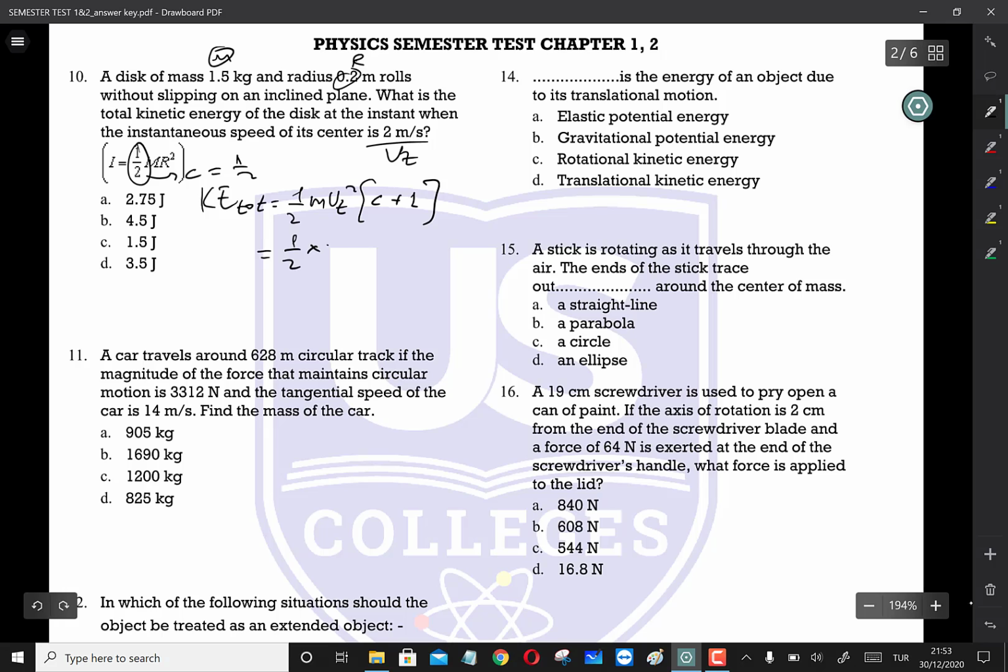M is 1.5. Vt is translational speed, which is the instantaneous speed of the center of mass, 2 squared. C is 0.5, which is 1 over 2, plus 1. So let's do it. 1 over 2 multiplied by 1.5 multiplied by 2 squared multiplied by 0.5 plus 1, 1.5. The answer is 4.5 joule. 4.5 joule is the answer.